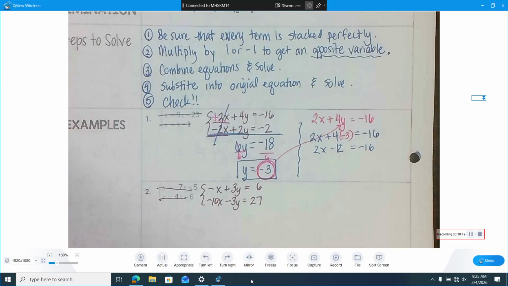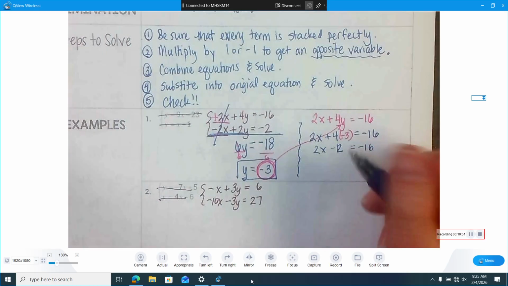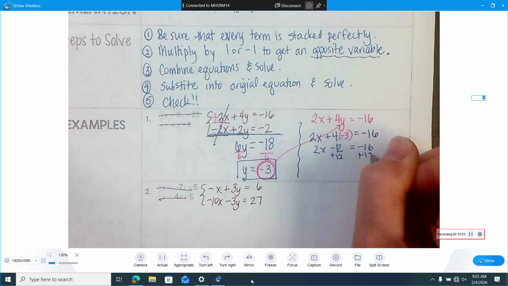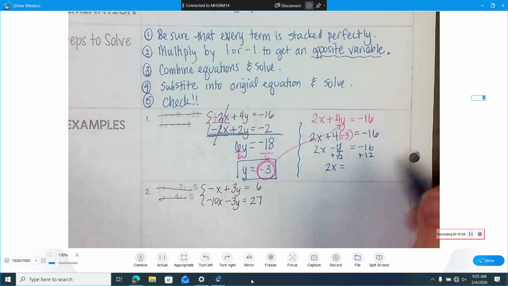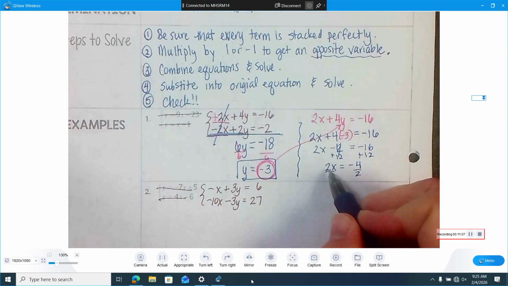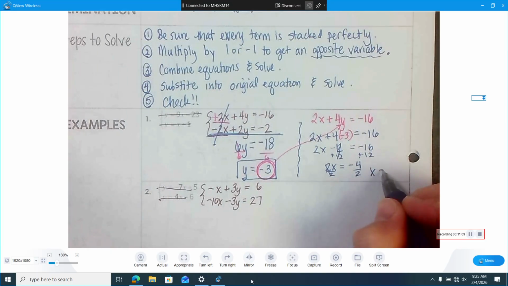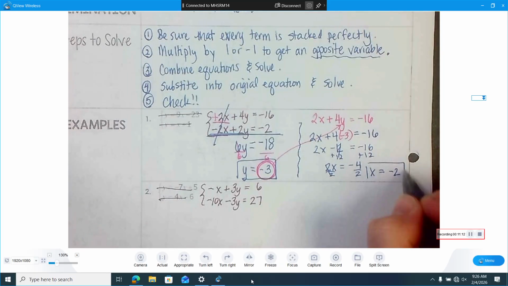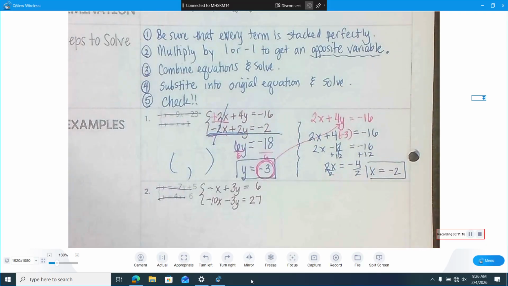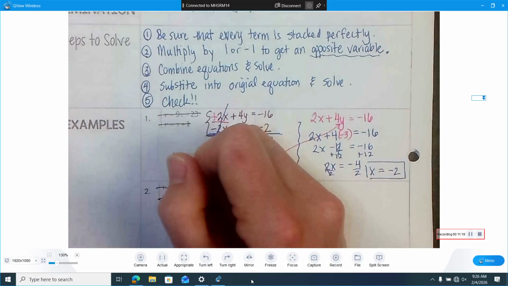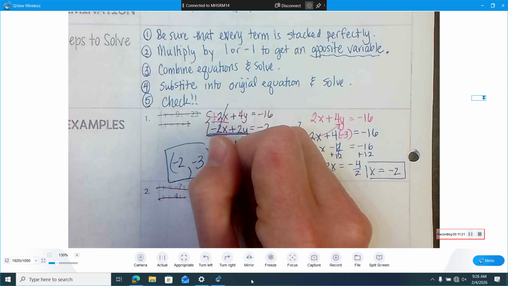Can we solve for x now? Yeah, what should we do to solve? Add 12 to both sides. And so I have a 2x equals, who wins here, positives or negatives? Negatives by 4, good. And then how do we get x by itself? Divide by 2, divide by 2, very good. So we get x equals negative 2. All right, we have an x value, we have a y value. What's our ordered pair? Negative 2, negative 3, beautiful.